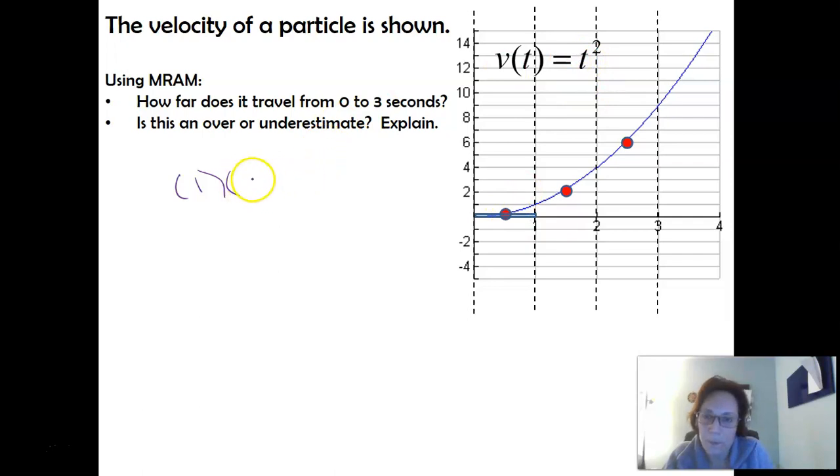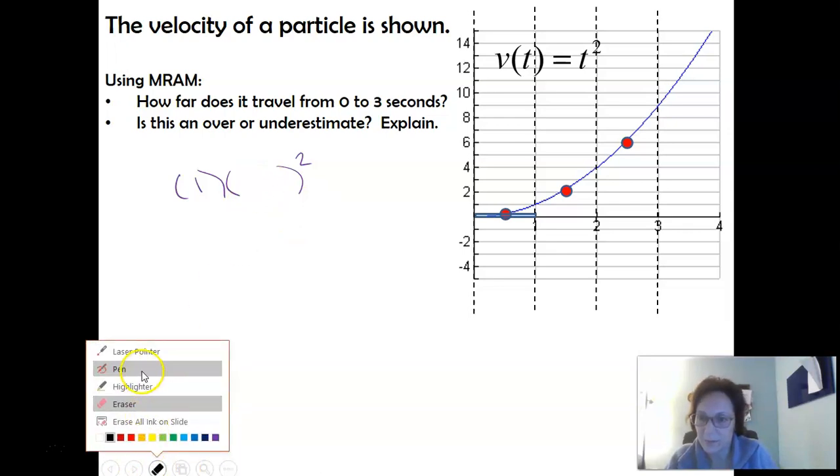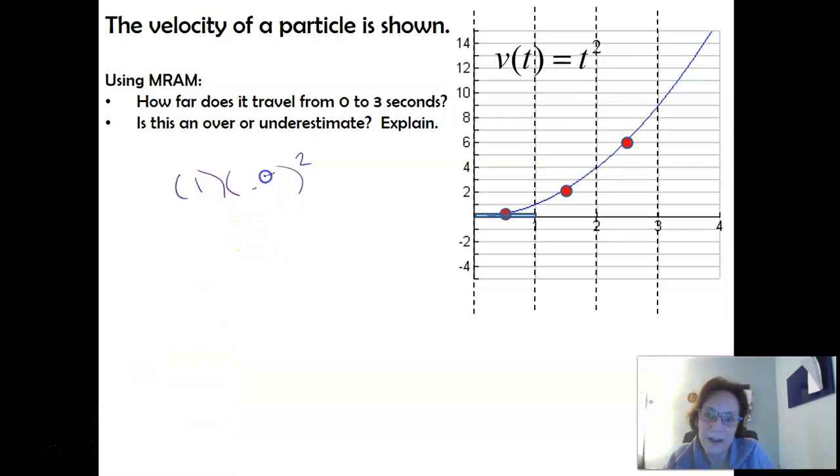So 1.5. Oh my gosh, Britton. I know what the middle of 0 and 1 is. It's almost as good as 1 times 2 from before. I don't know what's better. 0.5. Sorry, my bad. Okay, so let's see. 0.5 is 1/2, right? 1/2 squared is 1/4. So my first rectangle has an area of 1/4.